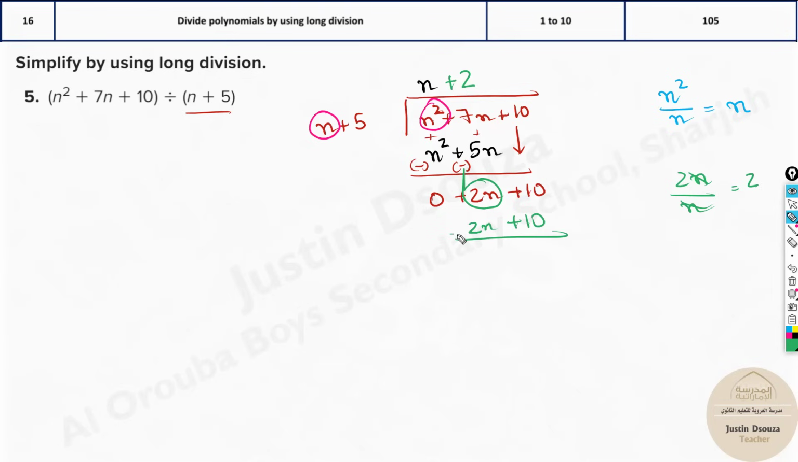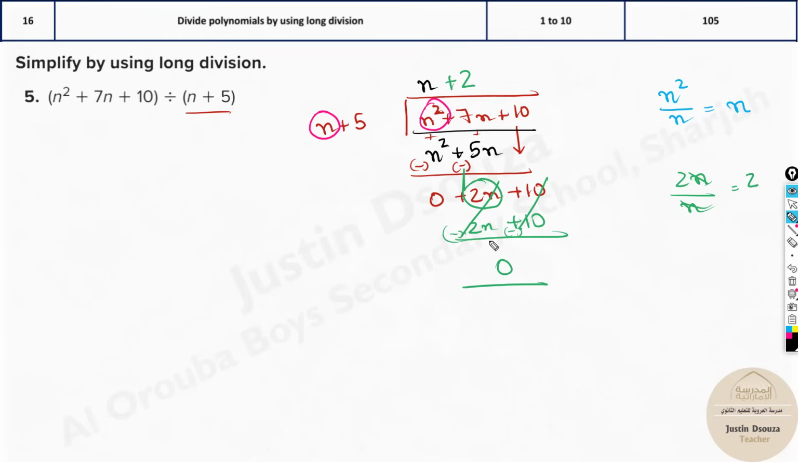And now change the signs over here. It becomes plus 2 minus 2n. 2n minus 2n, 0. Plus 10 minus 10 is 0. So this is done. You took the last term, you're done with it. This is the remainder. So remainder is 0. So if you divide n squared plus 7n plus 10 by n plus 5, you're going to get n plus 2. And this is a factor. These both are factors of this particular term. So this is how you do long division.